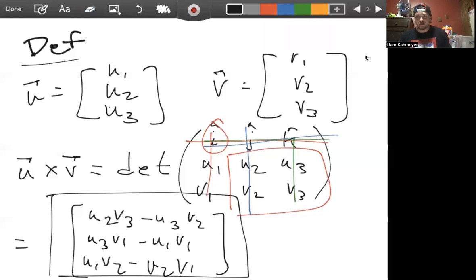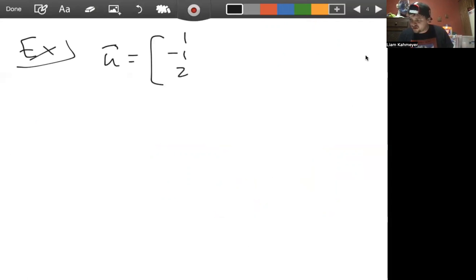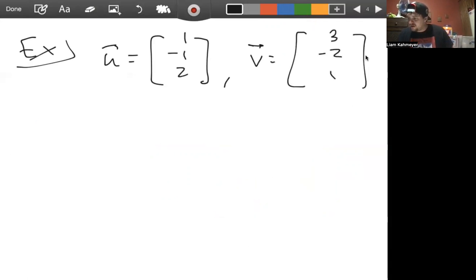So when I describe this in an abstract setting with undefined scalars, u1, u2, u3, et cetera, it just kind of seems like abstract nonsense. And so to really understand it, let's do an example here. Let's say we want to take the cross product of u, which is the vector 1, -1, 2, and v, which is the vector 3, -2, 1. So let's set up u cross v.